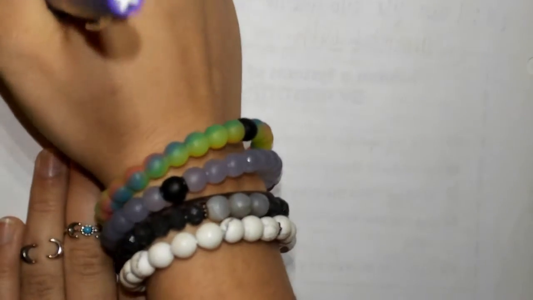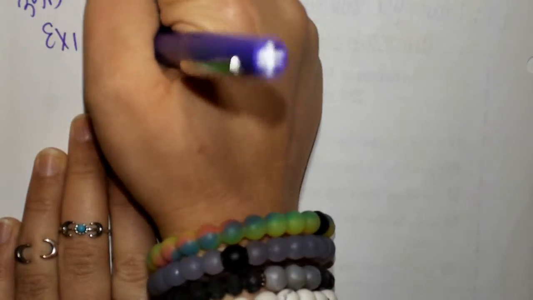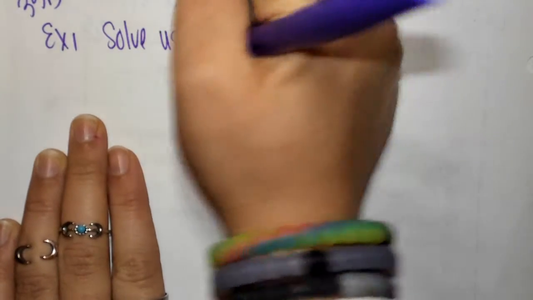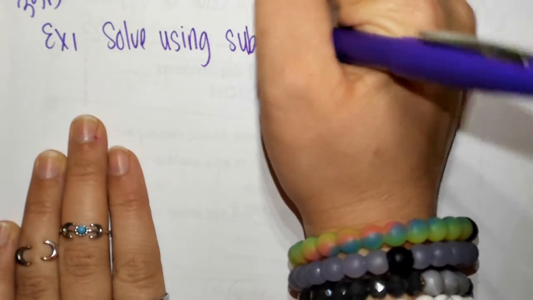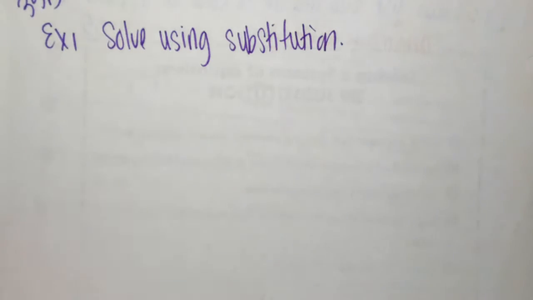Alright, so please turn this over to the back. This is going to be 35B. Alright, example 1. Solve using substitution. No, baby, on the back. On the back of the paper, not the next page, on the back of the paper.